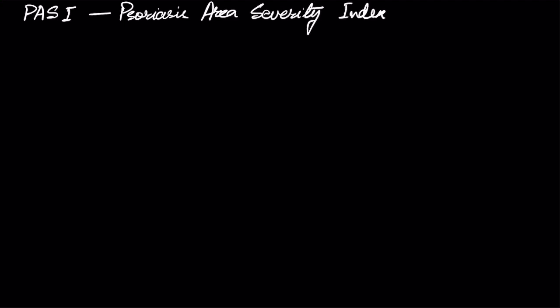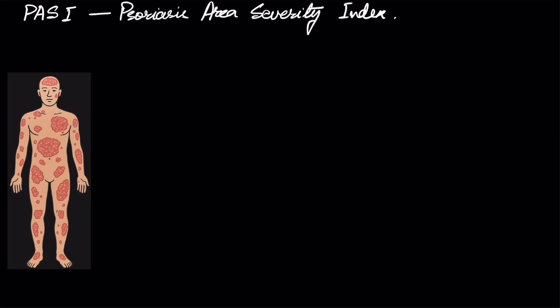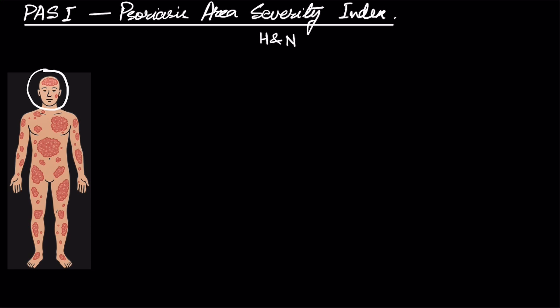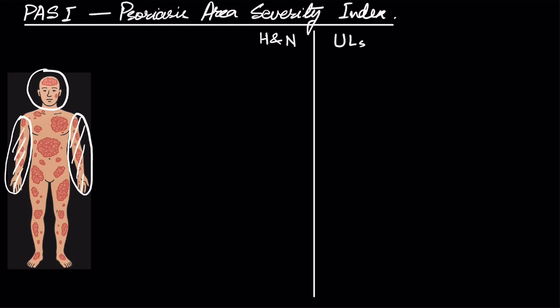PASI, that is Psoriasis Area and Severity Index, is calculated for chronic plaque psoriasis, not for any other type like pustular psoriasis. So if this is a patient of chronic plaque psoriasis, we'll divide the body into four parts. First will be head and neck. Next will be the upper limbs. Both the upper limbs will be counted as the next part.